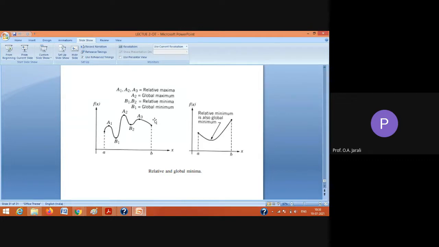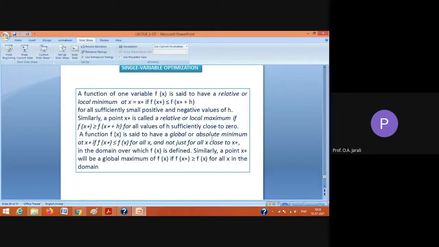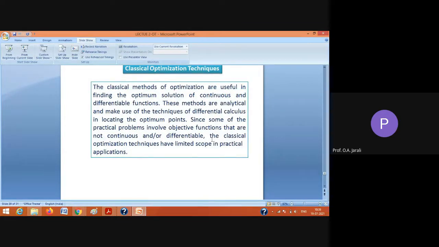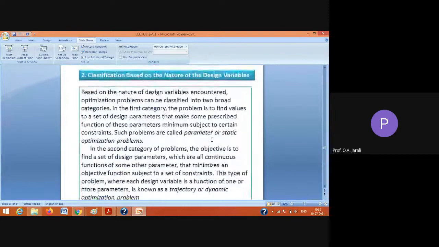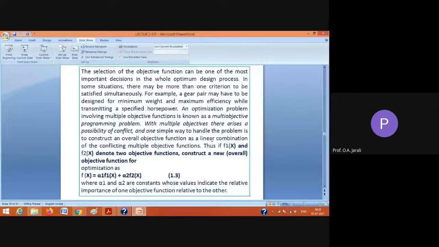So relative minimum is also global minimum. In this case, relative minimum is also global minimum. Okay. So this is about the single variable classical optimization technique, then classification of optimization technique we discussed.